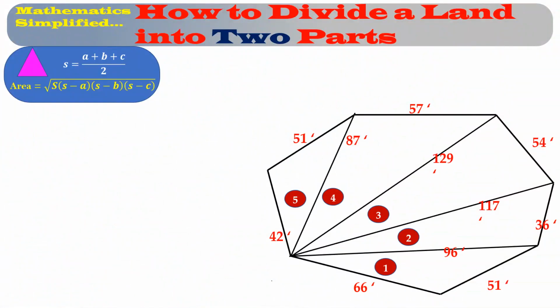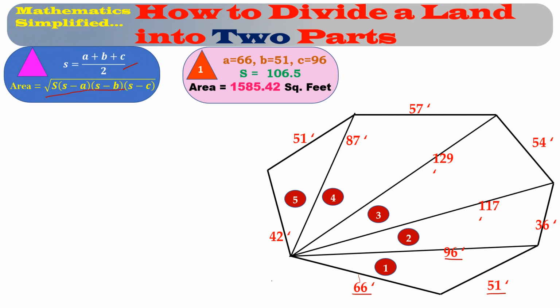Next, we need to apply this formula and calculate the area of the triangle. Area of a triangle is a two-step process. First, we need to find S. For the first, second, and third sides, we sum all the sides and divide by 2. This will give S. Then we can calculate the area.